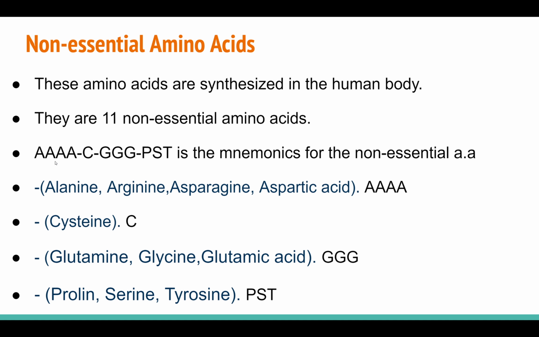And in order for us to be able to remember these 11 non-essential amino acids, we are going to use this code, which is 4A's. The 4A's stand for alanine, arginine, asparagine and aspartic acid. Then we have a C, which is cysteine. We have three G's, which are glutamine, glycine, and glutamic acid. And then we have PST, which stands for proline, serine, and tyrosine. So these are the 11 amino acids that our bodies have the ability to synthesize.